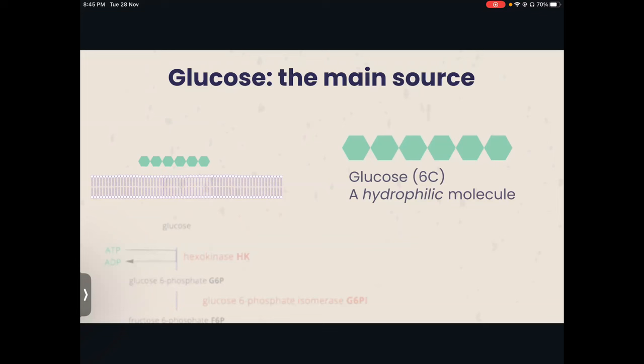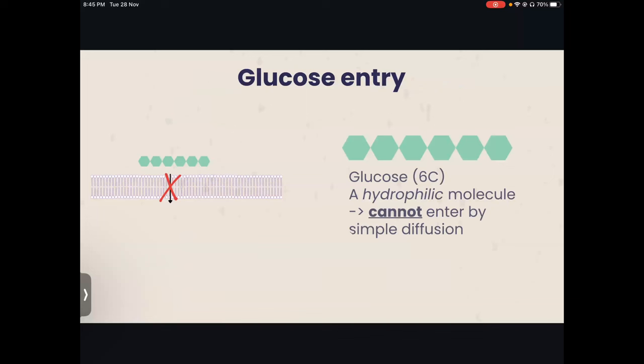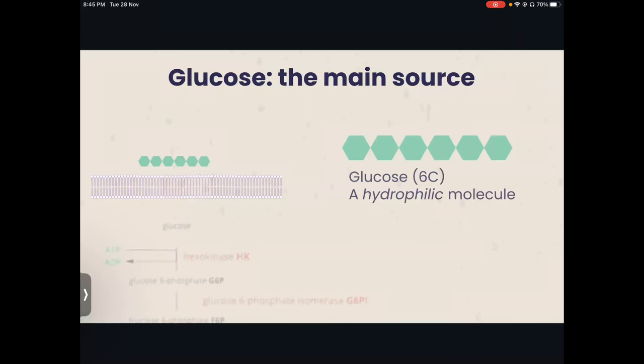Now, it's a hydrophilic molecule, meaning what? What does hydrophilic mean? Water liking, water loving. Yes. So it likes water and it's polar. It's attracted to charged molecules. Now, this is obviously a membrane. Do you think the glucose can pass through the membrane without anything?